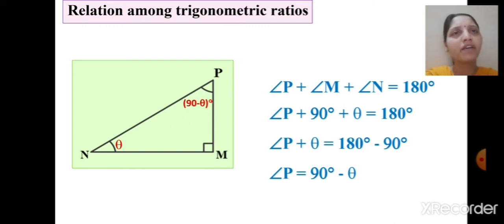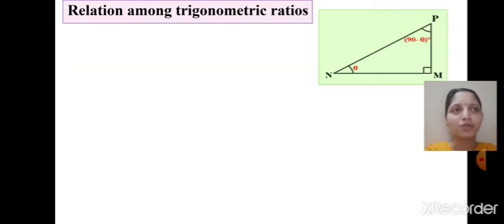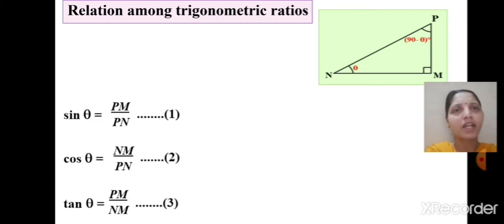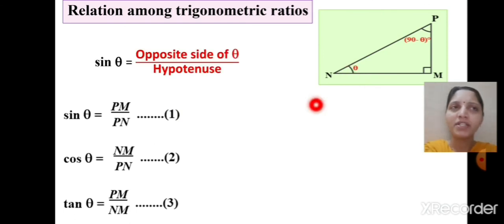Now let's find the relation between the trigonometric ratios. So what are the trigonometric ratios? Sin theta, cos theta and tan theta. Now let's see the first ratio, sin theta. So here if you consider this angle theta, then sin theta is, what is the formula? Opposite side of theta upon hypotenuse. Yes, so what is the opposite side of theta? It is PM and hypotenuse is NP. So your ratio is PM upon PN.